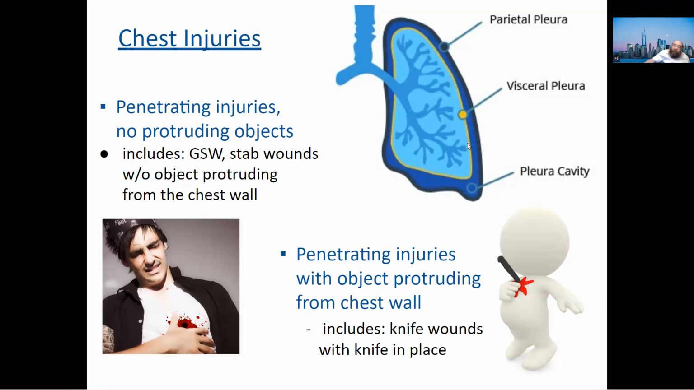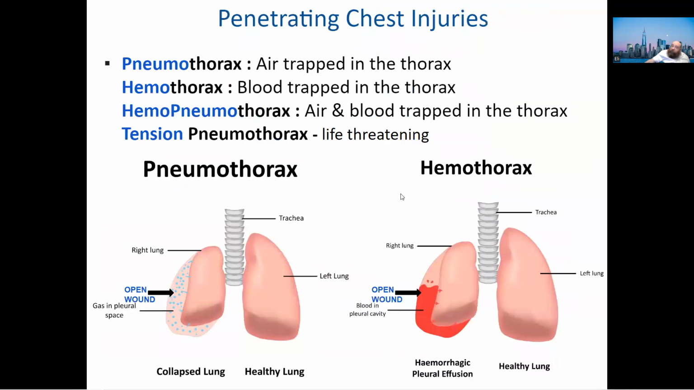So what happens when somebody gets shot or stabbed in the chest? What exactly is happening? So that's what we're dealing with now. We're going to deal with these big words here. Okay. So the first one is a pneumothorax. Pneumo is air. Okay. Pneumothorax, air in the thorax.